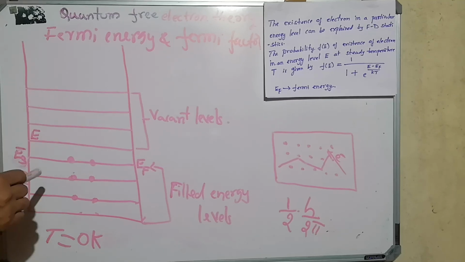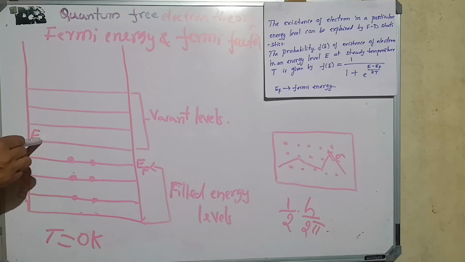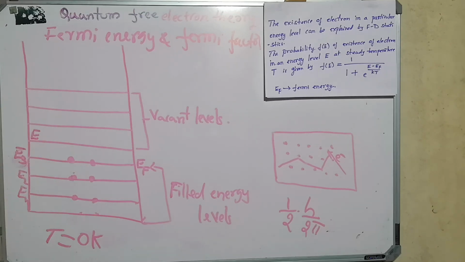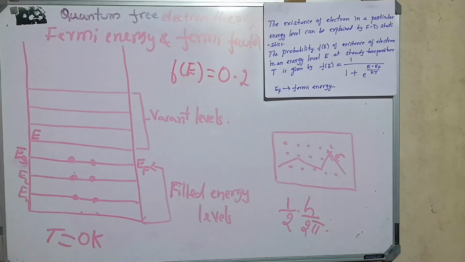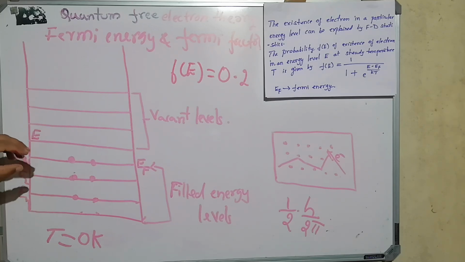If you raise the temperature to T Kelvin from 0 Kelvin, this energy level E contains F of E number of electrons. That means if you consider one electron in the energy level EF, by absorbing the energy, F of E part of the electron is occupying E. To better understand, I will give an example. Say F of E is equal to 0.2. That means theoretically speaking, if one electron absorbs the thermal energy from the surrounding, then its 0.2 part gets excited to energy level E.